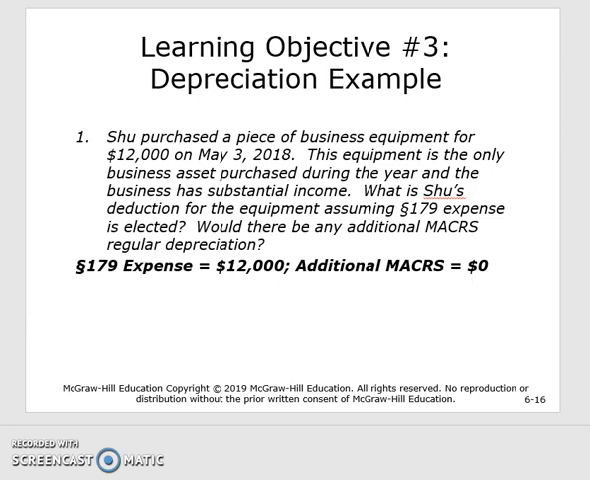However, if the business income was, let's say, only $8,000, then the Section 179 expense deduction would be limited to the business income of $8,000, which would give us additional depreciation that would need to be calculated for $4,000 of that asset.